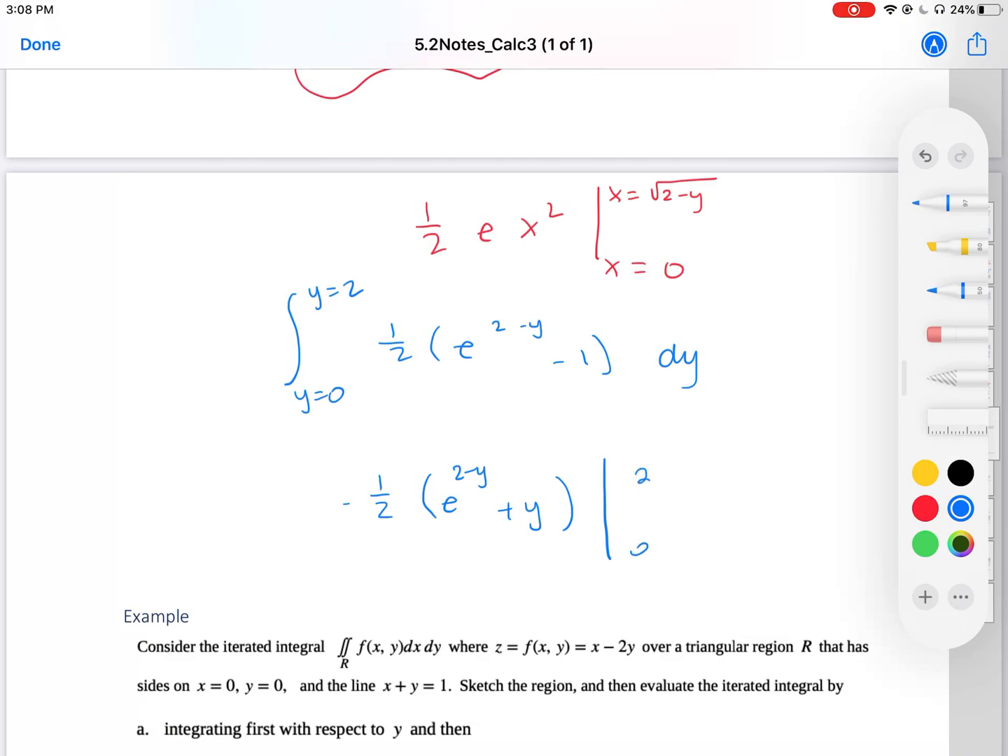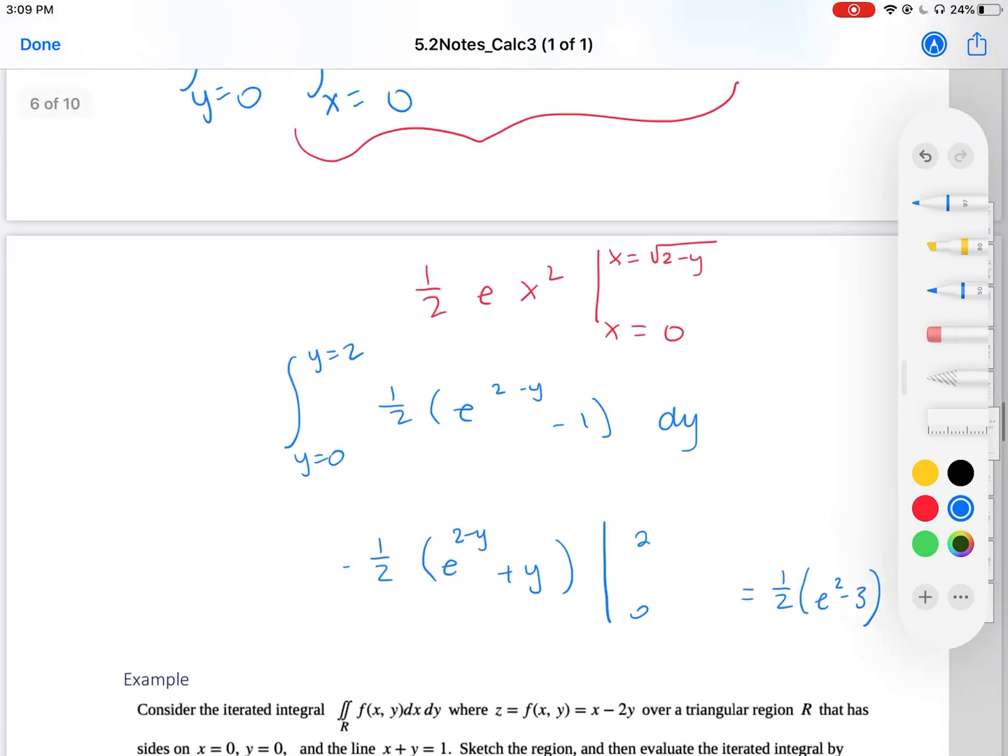From 2 to 0, and our answer is 1/2 e squared minus 3. Now I did skip a lot of integration steps because I don't want to make the video too long.